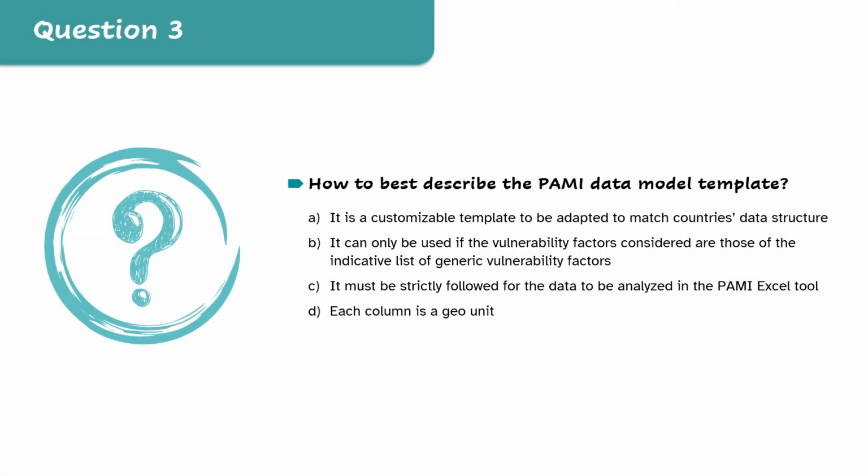Question 3. This is the last question. How to best describe the PAMI data model template? A. It is a customizable template to be adapted to match countries' data structure. B. It can only be used if the vulnerability factors considered are those of the indicative list of generic vulnerability factors. C. It must be strictly followed for the data to be analyzed in the PAMI Excel tool. D. Each column is a geographic unit.